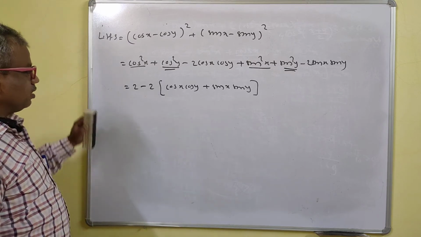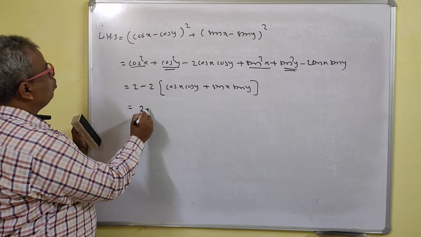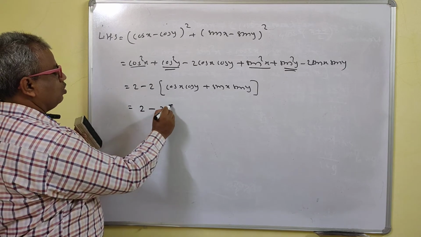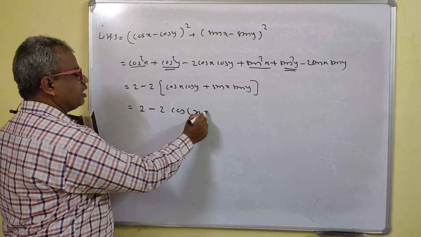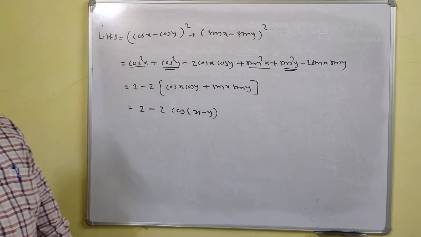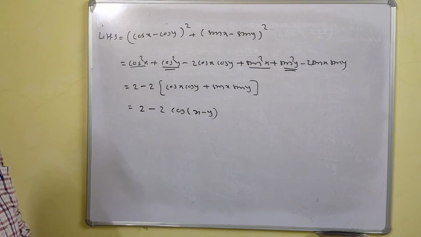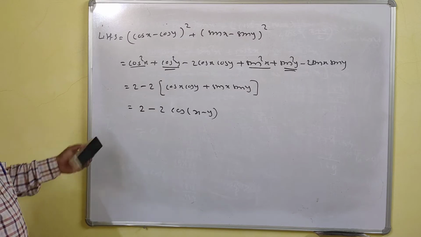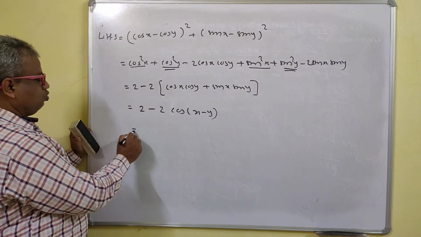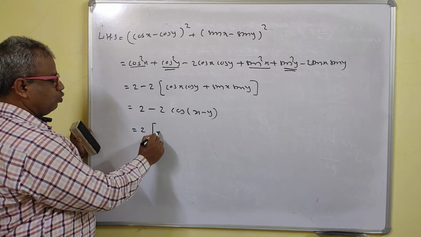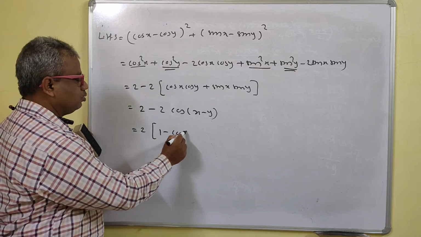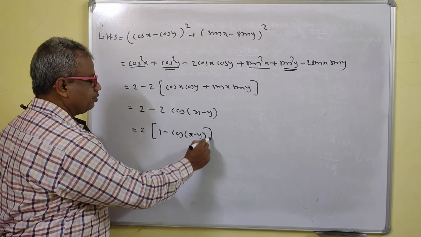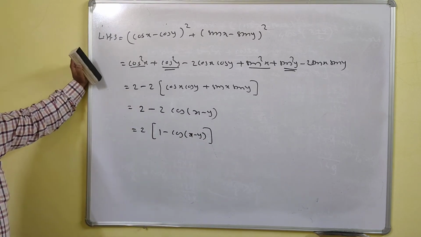Okay, doesn't matter, keep this as it is. So this is 2 minus 2, and I will just write it as it is now. This is cos of x minus y. There may be a printing mistake, that we will see later. So this is 2 times 1 minus cos of x minus y, right?